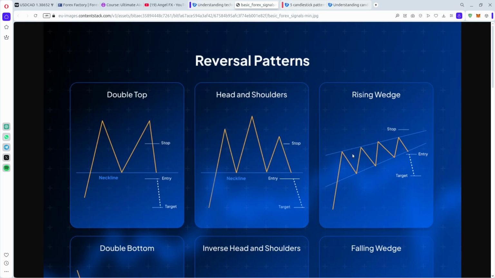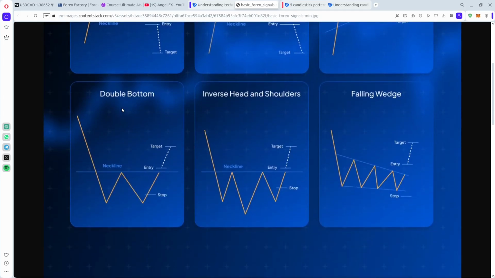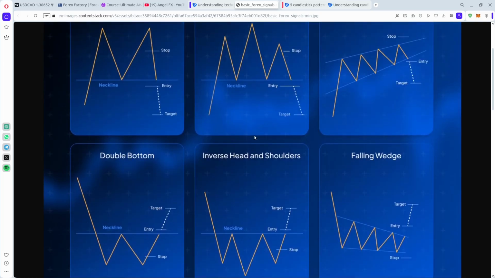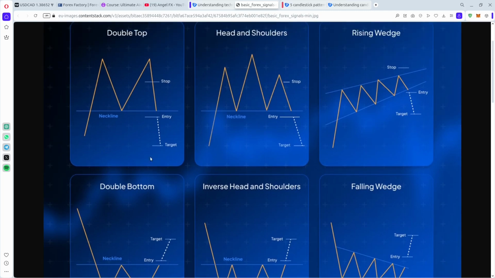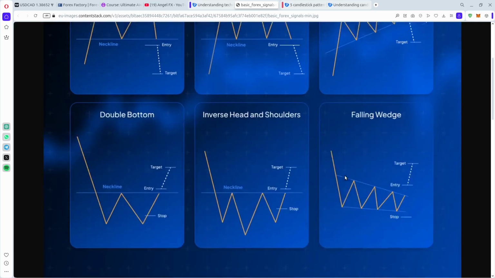Okay, now we equally have a rising wedge. When you see markets going in this pattern, when it breaks, it starts going back downwards. We equally have the double bottom, which we saw previously. This is the inverse head and shoulder, or the inverted head and shoulder. The same thing, it's just the reverse of this. Similarly, double top, double bottom. Okay, the reverse, and the reverse of this also we have the falling wedge.